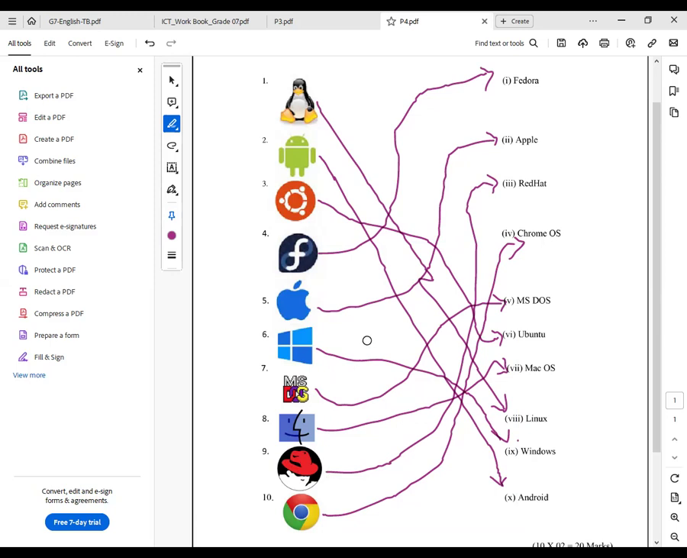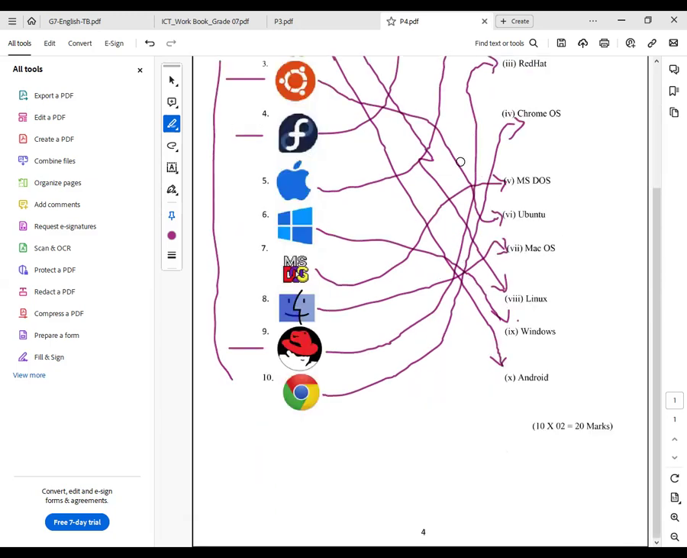So can you tell me two operating systems manufactured by the Linux company? Fedora and Ubuntu. Yes, Fedora and Ubuntu. Linux, Fedora and Ubuntu are in the same family, right? Same family, same company. Okay. So very good.